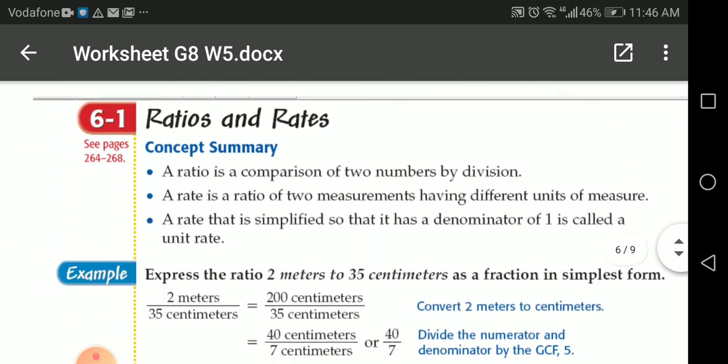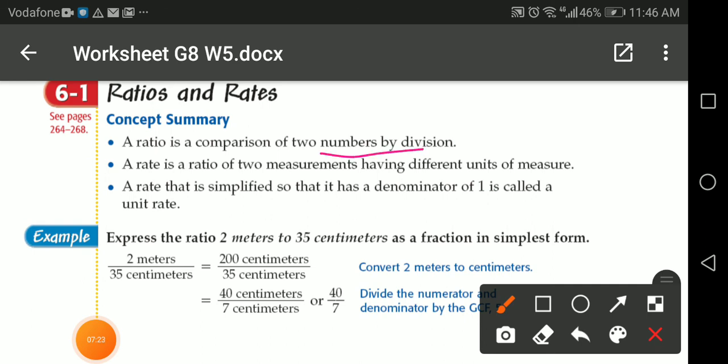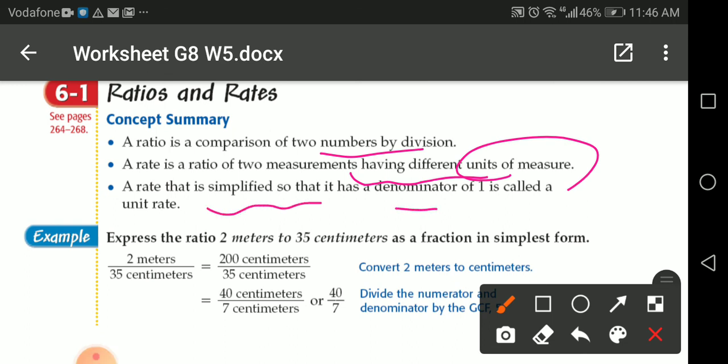So this is your book. You have to have a look at the rule in this book. The ratio is a comparison between two numbers by division. A rate is a ratio of measurements with different units of measure. A rate simplified so that the denominator is 1 is called a unit rate, to know the price of the unit. And we now know how to express ratios as fractions in the simplest form.